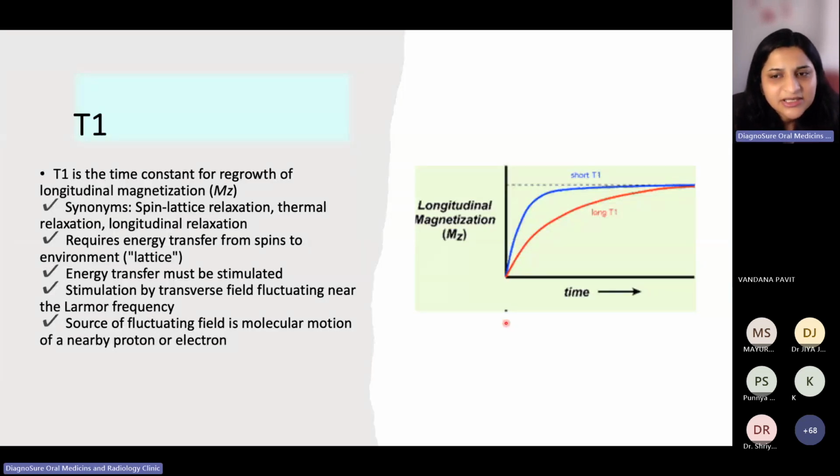For this energy transfer to occur, stimulation is necessary. This stimulation comes from a transverse magnetic field that fluctuates near the Larmor frequency. The Larmor frequency is the one where protons resonate in the MRI scanner. The source of these fluctuating fields is typical molecular motion of the protons or electrons.